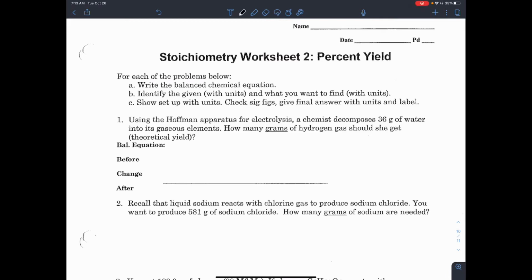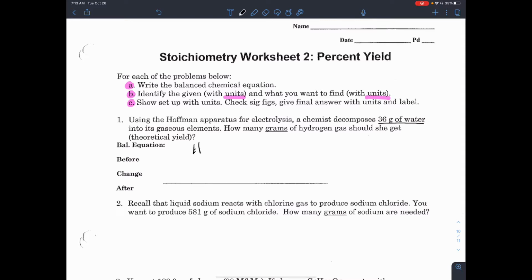Hello, I want to walk you through an example of tonight's homework. These are still BCA tables, but they have a few extra steps. We want to be very careful that we write the balanced equation, that we identify every piece of this process with the units. Remember, those really matter, and that we show our work. So this first one says, using a Hoffman apparatus for electrolysis, a chemist decomposes 36 grams of water.